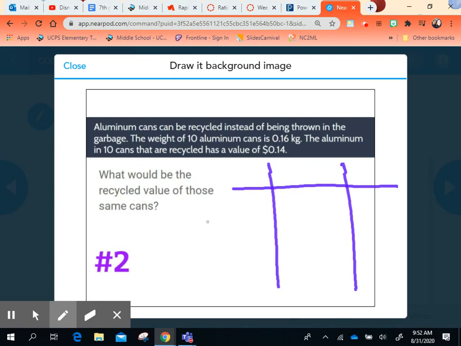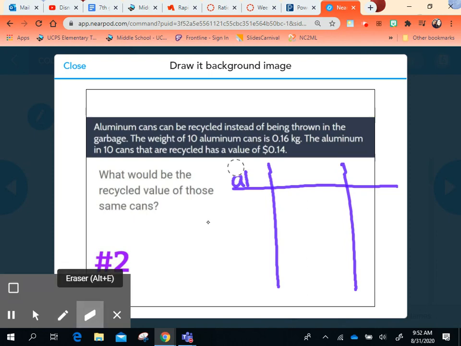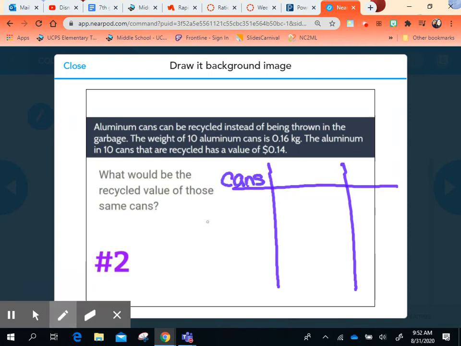So we have cans. Sorry, not aluminum, cans is what I meant. Cans. We have aluminum. And we have cost or money. So again, you're not going to see this often, but this one is a 3-column table.